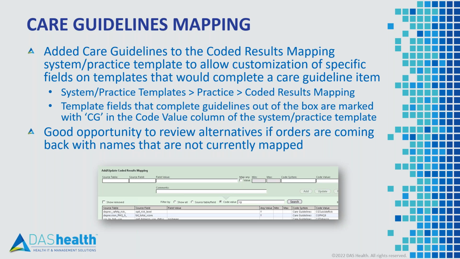A lot of that is already built into this coded results mapping system practice template. For all of the fields that were added out of the box, we will see the letters CG in the code value column. Basically, that just helps you identify that those specific fields are linked to care guidelines. And again, it helps to simplify care guidelines and make them easier to autocomplete.